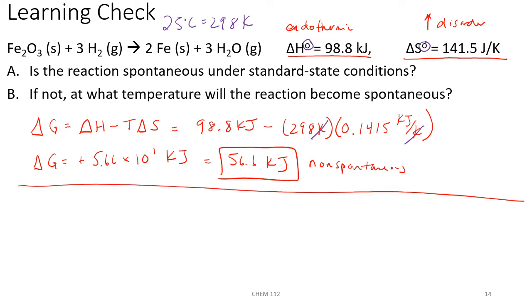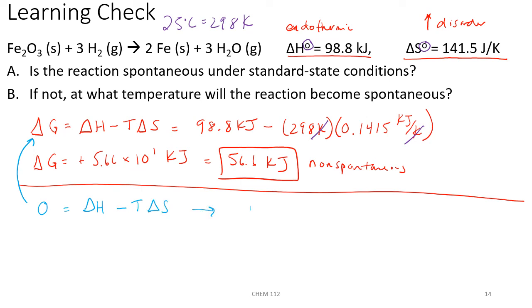Next, if we want to calculate the temperature at which the reaction will change from being non-spontaneous to being spontaneous, we want to plug in 0 for our delta G, because that's going to be where it transitions from a positive sign on our delta G to a negative sign on our delta G, which is what we need if the reaction will be spontaneous. So we can use the same equation, but plug in 0 for delta G. That will equal delta H minus T delta S.